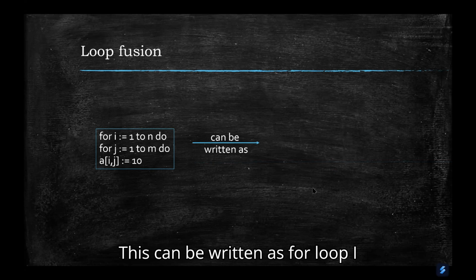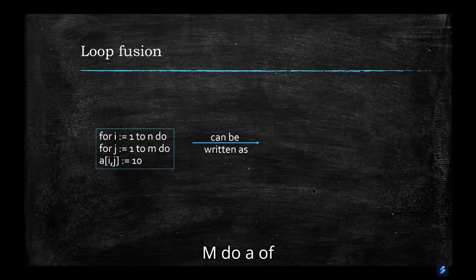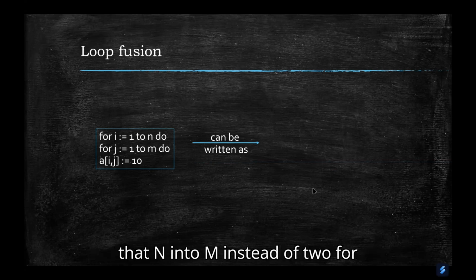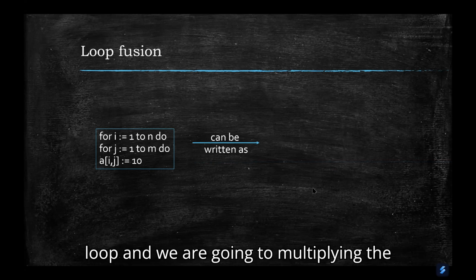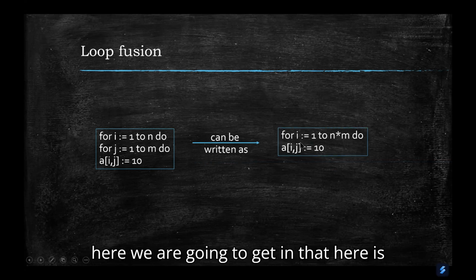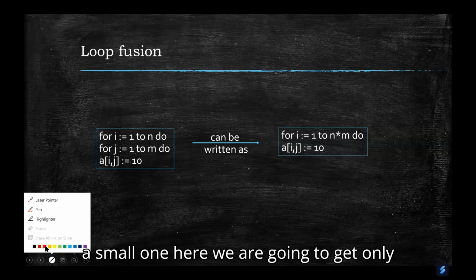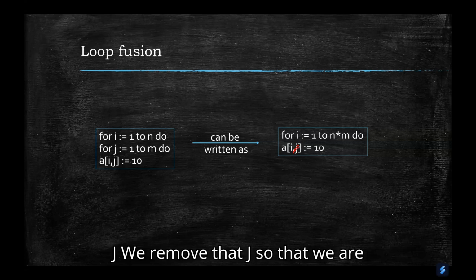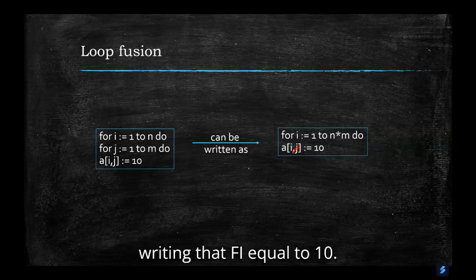for loop i equal to 1 to n into m do a of i equal to 10. Clear? Here we have the inner loop; instead of that, we write n into m. Instead of two for loops, we write only a single for loop, and we multiply n into m. Here is a small mistake: here we get only i, there is no j. We remove that j, so we write a of i equal to 10.